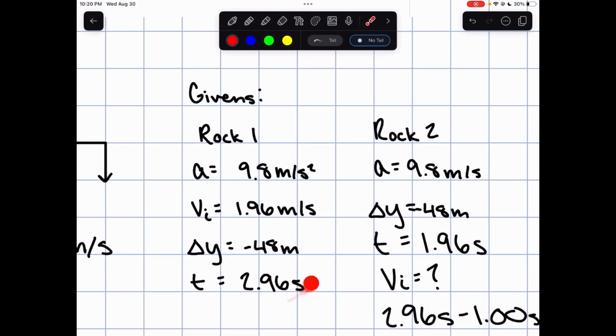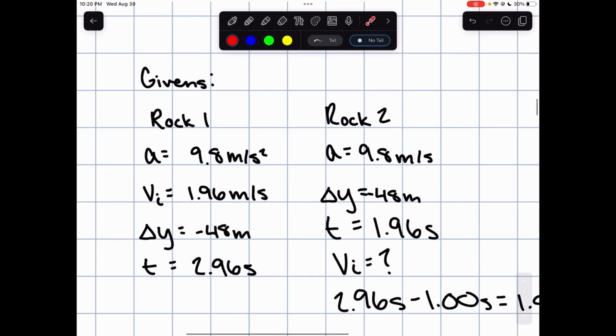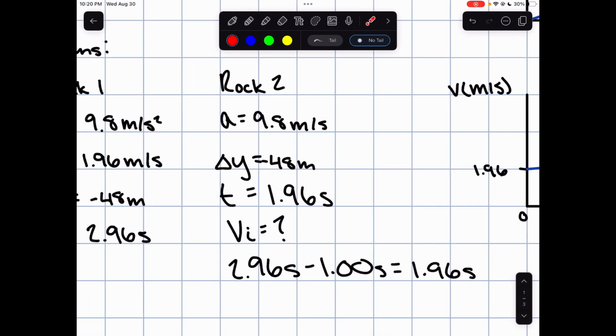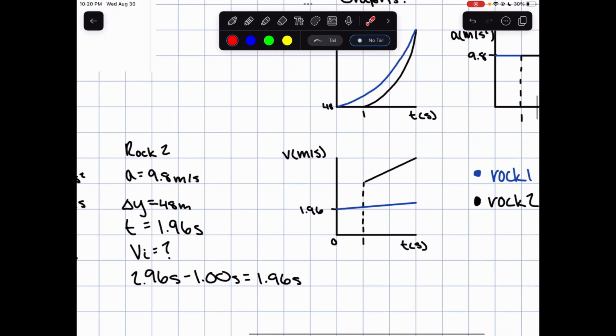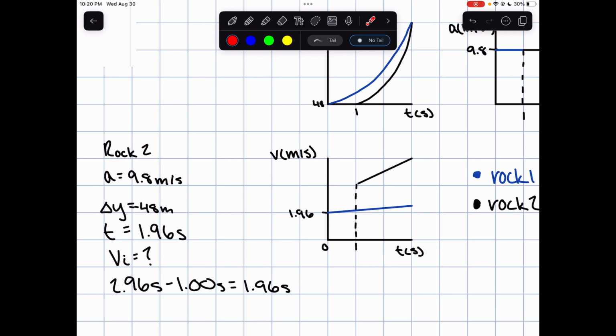Now let's go look at our givens now that we've found the time it takes for the stones to reach the water. For stone 1, we know it takes 2.96 seconds. But for rock 2, we know it takes 1.96 seconds. But how do we know that? Well, we know rock 2 is thrown 1 second after rock 1. So by subtracting that 1 second off of the time, we get how long it took rock 2 to reach the bottom.